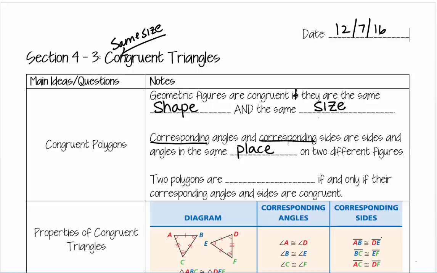So if we talk about something totally different, like a heart like this, and then maybe an upside down heart, we could reference the pointy part right here. This would be the corresponding pointy part because it is in the same place on two different figures, even though one's upside down. So, two polygons are congruent if and only if their corresponding angles and corresponding sides are congruent.